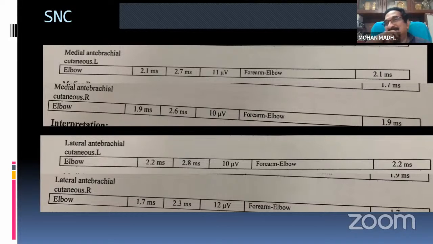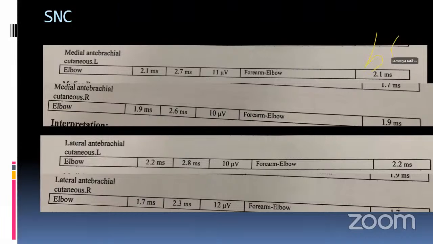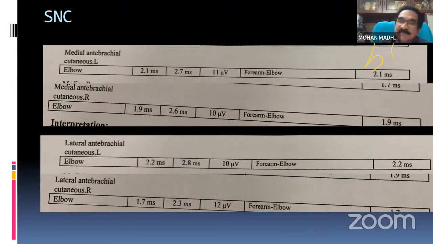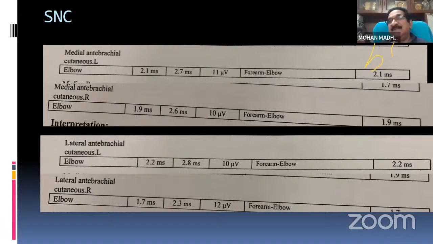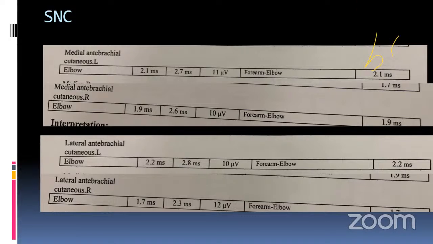Electrophysiologically, this can be explained only by ulnar nerve involvement. Ulnar nerve involvement I can explain. It mimics ulnar nerve involvement. CMAP decreased, SNAP is affected. But clinically, it is not the ulnar nerve.